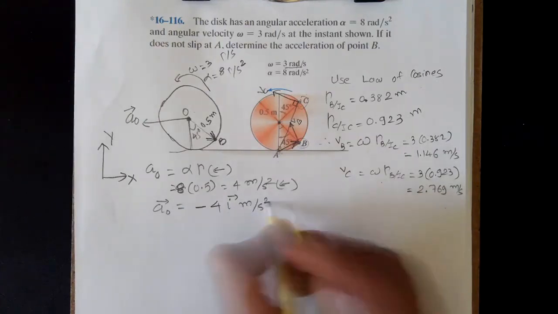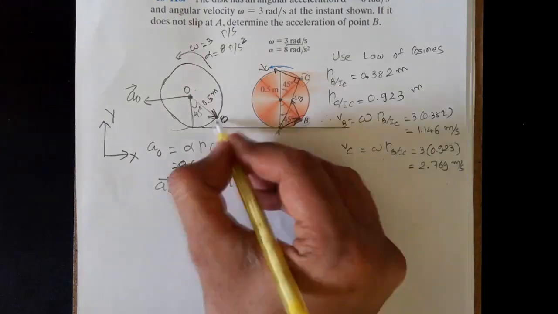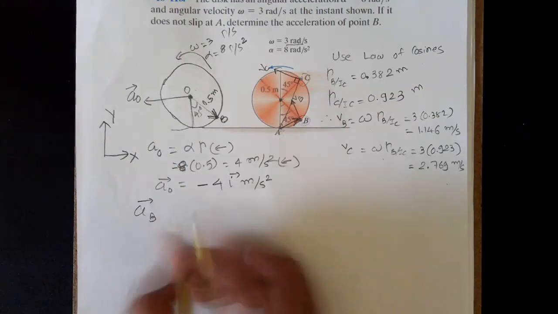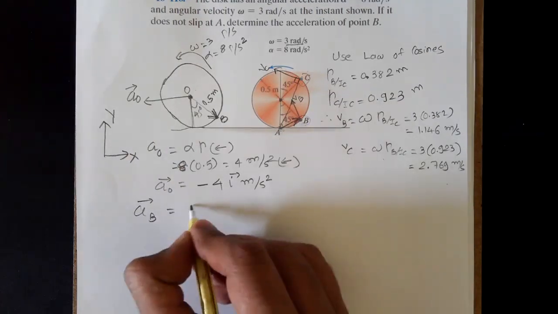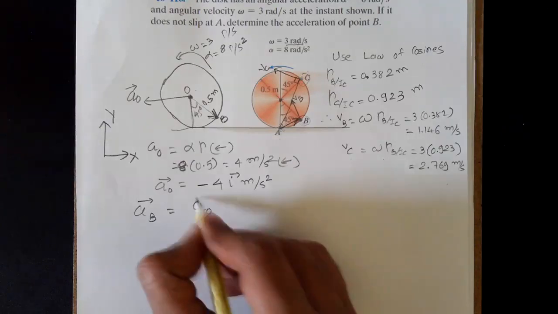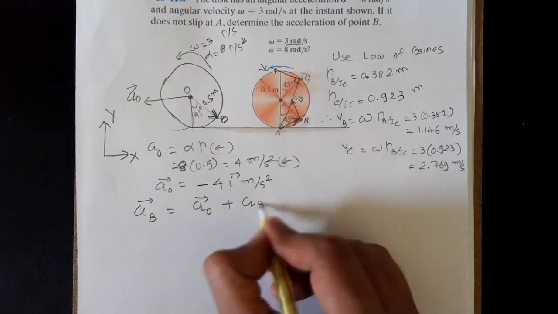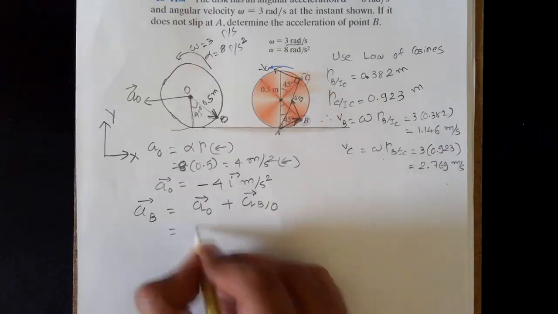This is meters per second square. Okay, this is one equation. Now for acceleration of B, I need to apply both the absolute and relative components of acceleration. So acceleration of B is acceleration of O, which is translation, plus acceleration of B relative to O. Okay, so I expand this equation.